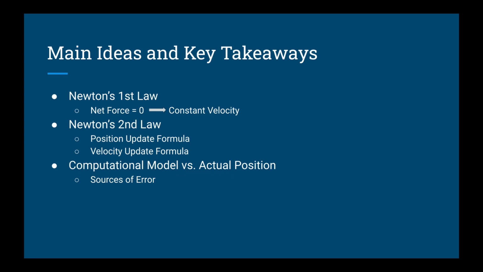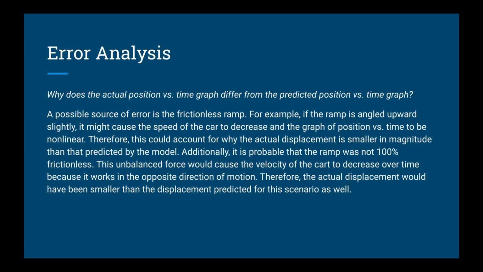Conclusions. As we can see, this lab involved Newton's first law and Newton's second law, in that since there was 0 net force, there was a constant velocity, and we were able to derive the position update formula and velocity update formula to create a computational model that models this occurrence. However, there were some slight differences, and thus we should talk about some sources of error.